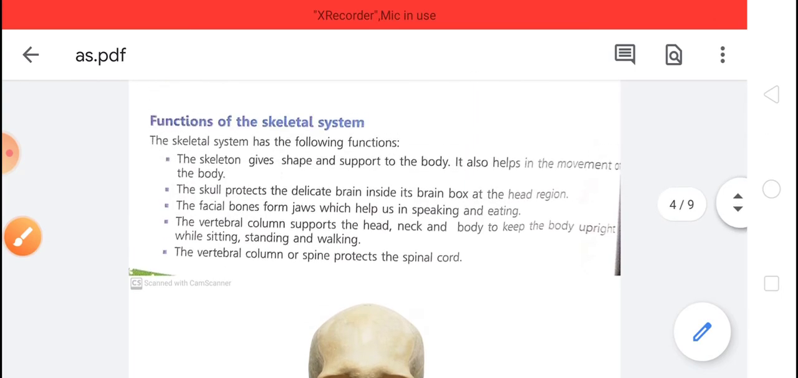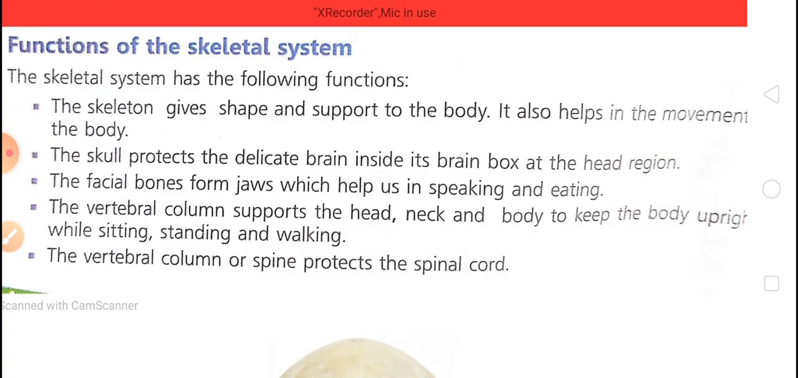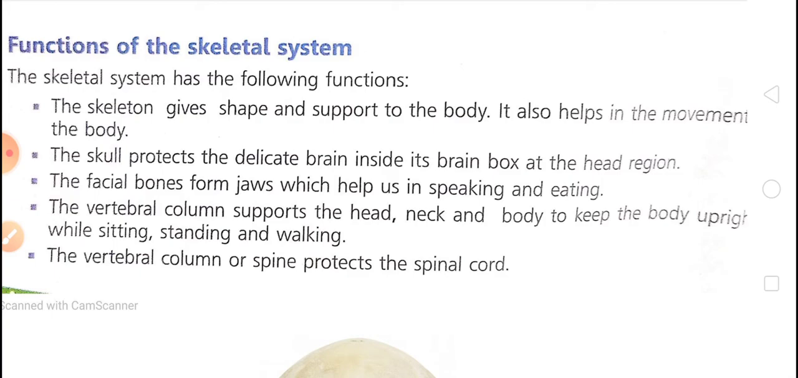Vertebral column, another part of our skeleton, supports the head, neck and body to keep the body upright. Because of the vertebral column, our body keeps upright while sitting, standing and walking. The vertebral column, or spine, protects the spinal cord. The spinal cord is a very delicate part of our nervous system, and that is protected by the vertebral column. It means the spinal cord is protected inside the vertebral column.